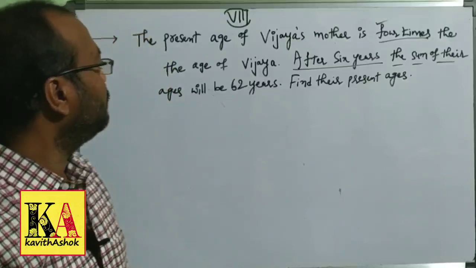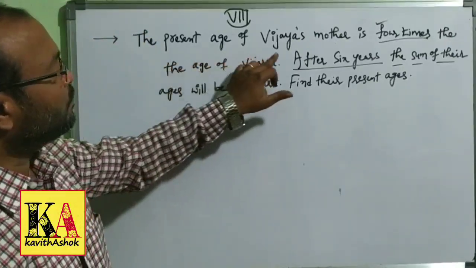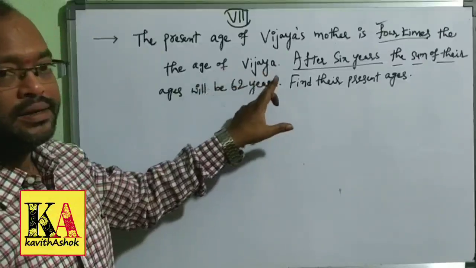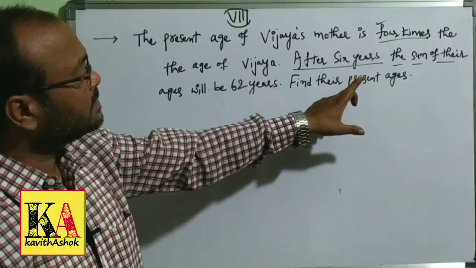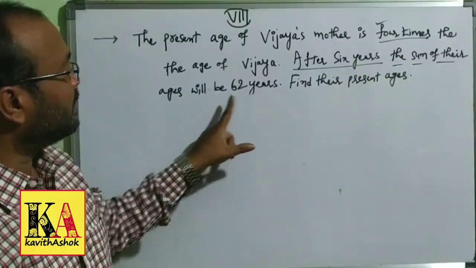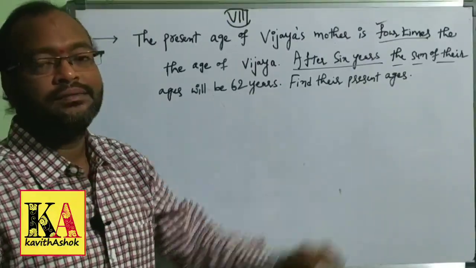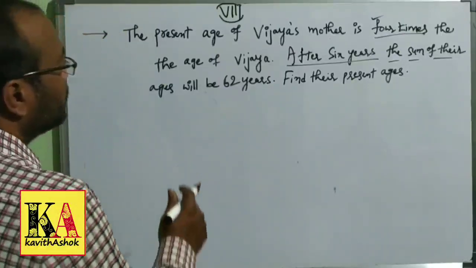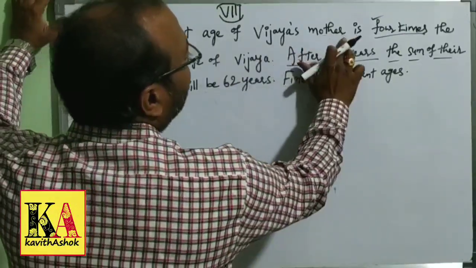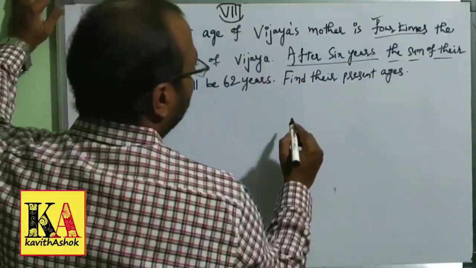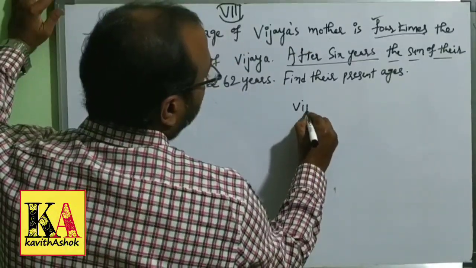One more important problem. The present age of Vijaya's mother is 4 times the age of Vijaya. After 6 years, the sum of their ages will be 62 years. Find their present ages. Right. So here her mother's age depends on Vijaya's age. So now we will take like this.